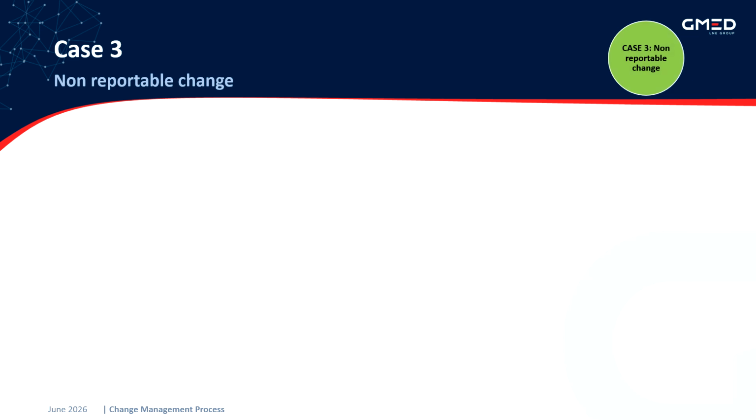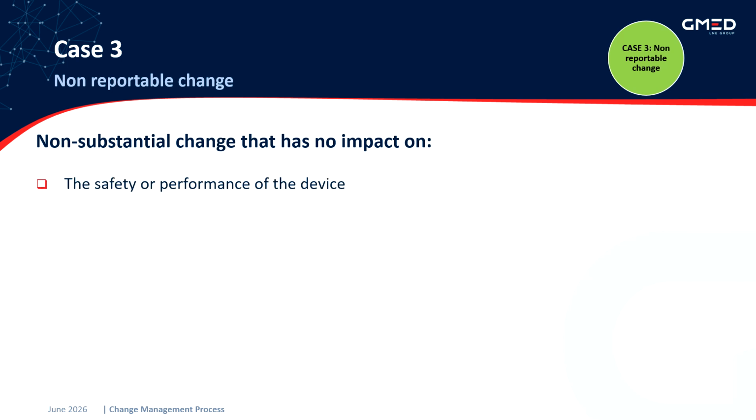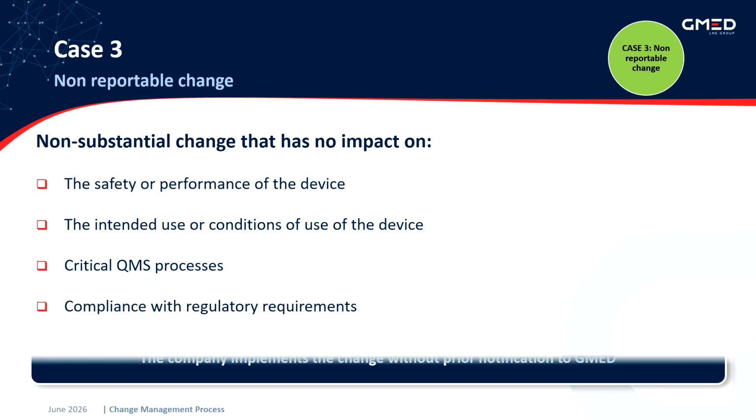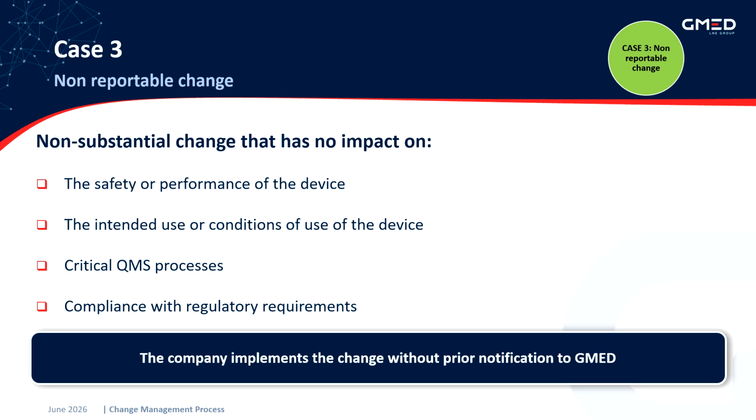Case 3 changes are non-substantial changes. These changes have no impact on the safety or performance of the device, the intended use or conditions of use of the device, the critical processes of the company's quality management system, compliance with applicable regulatory requirements. Case 3 changes may be implemented by the company without notifying GMED. These changes must nevertheless be documented and recorded in the company's quality management system.